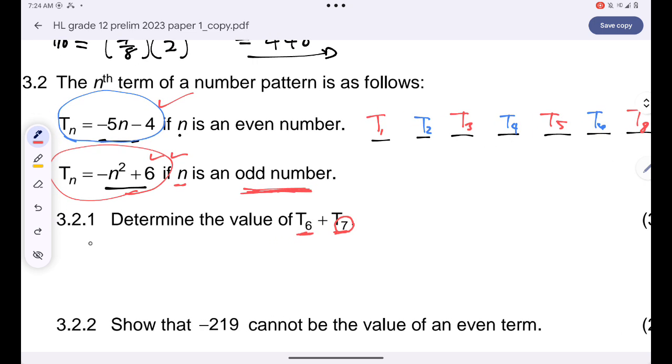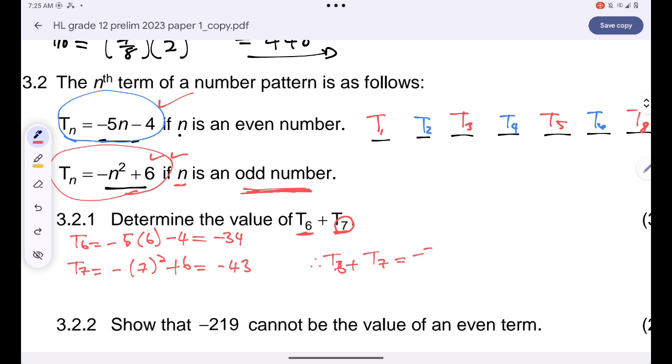So over here, guys, I can simply say T6 is basically equal to negative 5 multiplied by 6 minus 4. That's negative 30 minus 4, it's negative 34. And then T7 is equal to negative 7 squared plus 6. That's negative 49 plus 6, which will give me negative 43. And hence T6 plus T7 will simply be equal to negative 34 plus a negative 43. And that will give me negative 77.